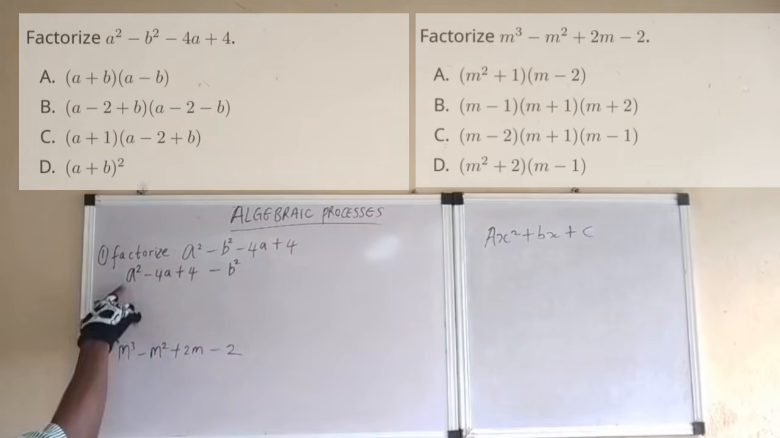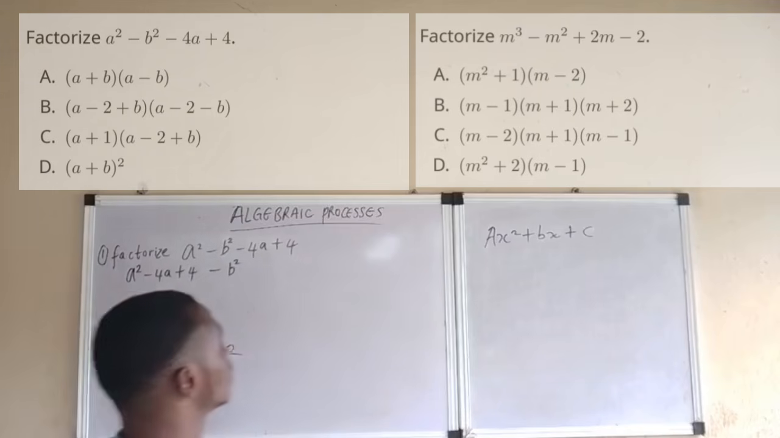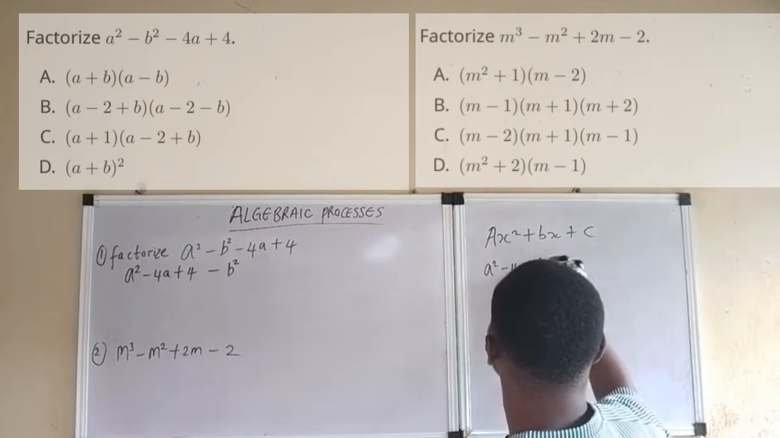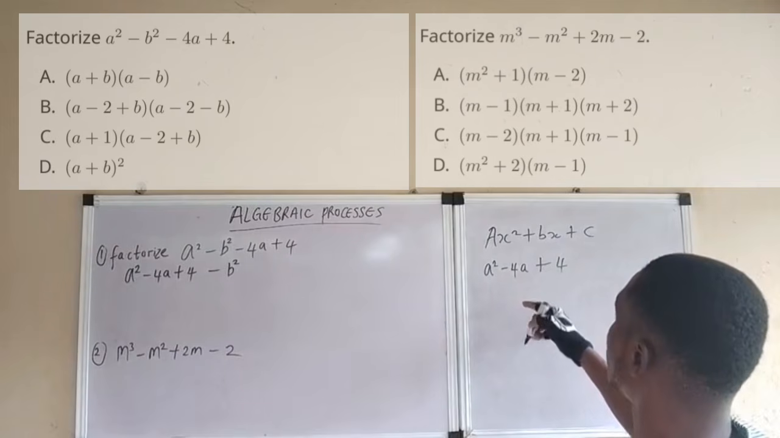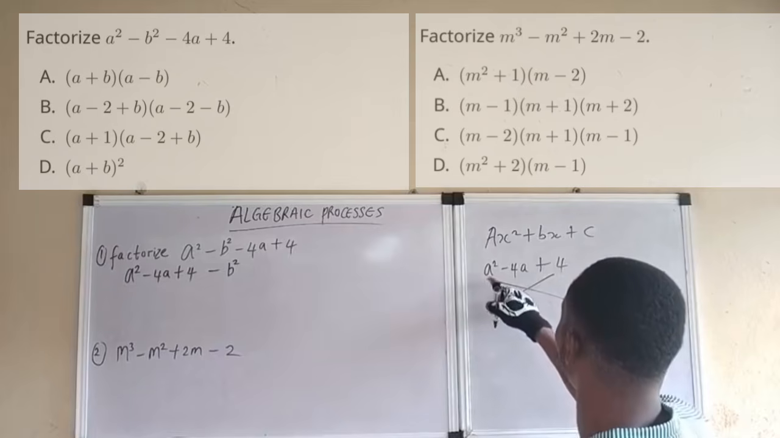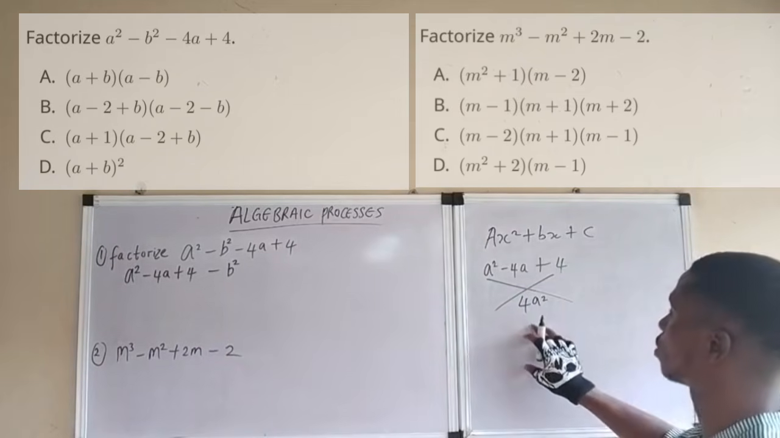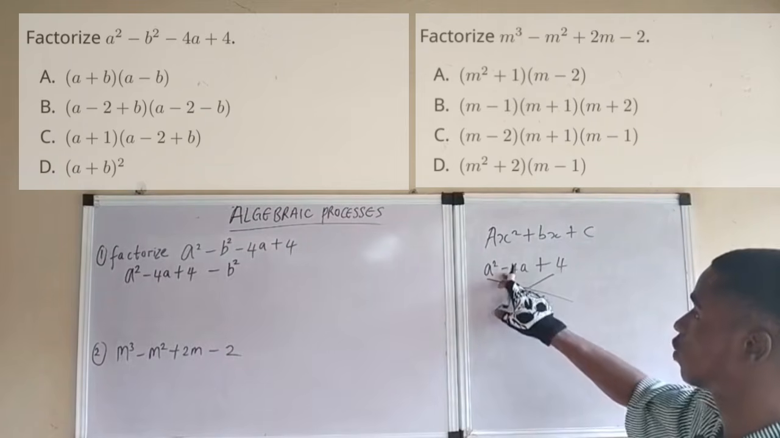Now we can simplify this quadratic expression and express it in terms of its factors. Do you understand? So if you simplify this, all you are going to be having is a squared minus 4a plus 4. I already explained how to do that. Let's just cross multiply first. 4 times a squared is 4a squared. So we're looking for two factors so that when we multiply them together, they give us 4a squared, and when we add them together, they give us minus 4a.